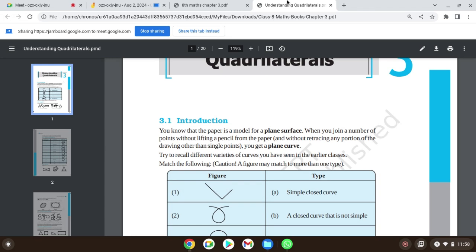If we have a page and we cut that page in the direction of a circle, and join two edges to the circumference of a circle, that is known as a curve. That is a plane curve. So a paper is an example of a plane surface. If you give a direction to that page, it becomes a plane curve.